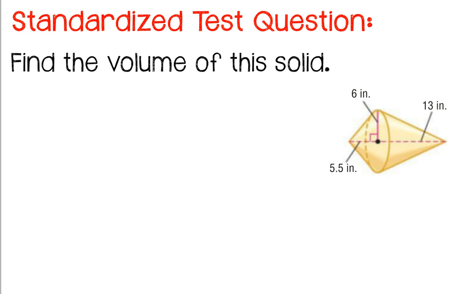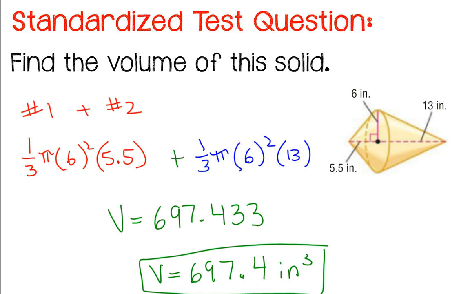Okay, here we go. This shape is made up of 2 cones. So we would need to add cone number 1 to cone number 2. So we're going to find the volume of cone number 1, the volume of cone number 2, and we're going to add them together. If you didn't get that, pause the video now and give it a try. Alright, here's the solution. Cone number 1 has a radius of 6 and a height of 5.5. And cone number 2 also has the same radius of 6 and height of 13.